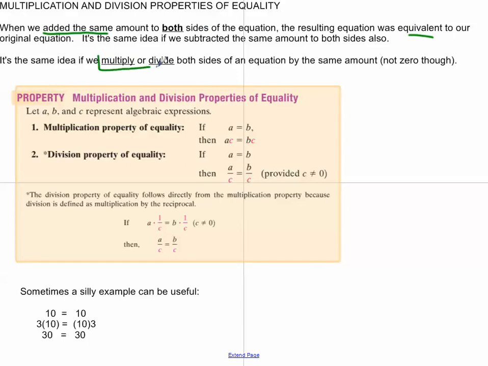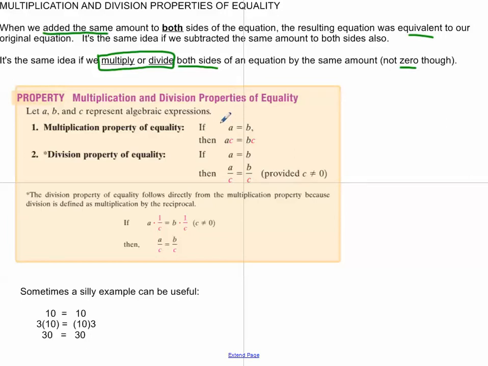If we multiply or divide both sides of the equation using the properties of equality, both sides have to be changed by the same amount, not 0 though, by the way. We can't multiply or divide both sides by 0 because then we get a problem. Then we get equivalent equations, and we can get to step 2 in equations.